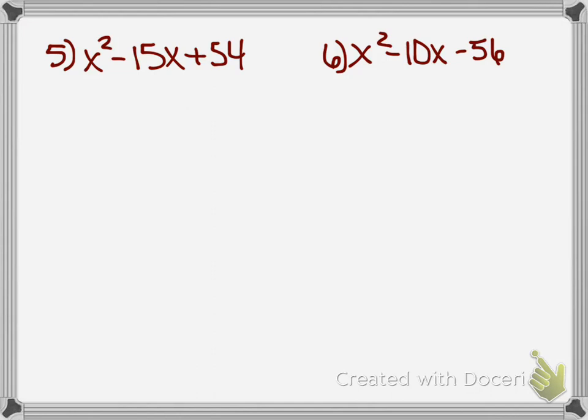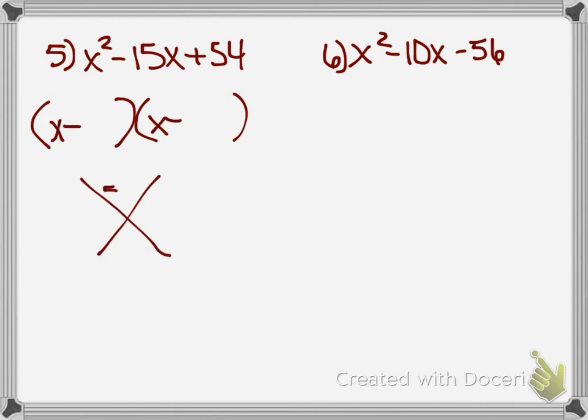Okay, so let's look at, say, number 5 and number 6. Notice here I have minus plus, so I'm going to say x minus, x minus. I'm looking for two numbers that multiply to give me 54 and add up to 15.